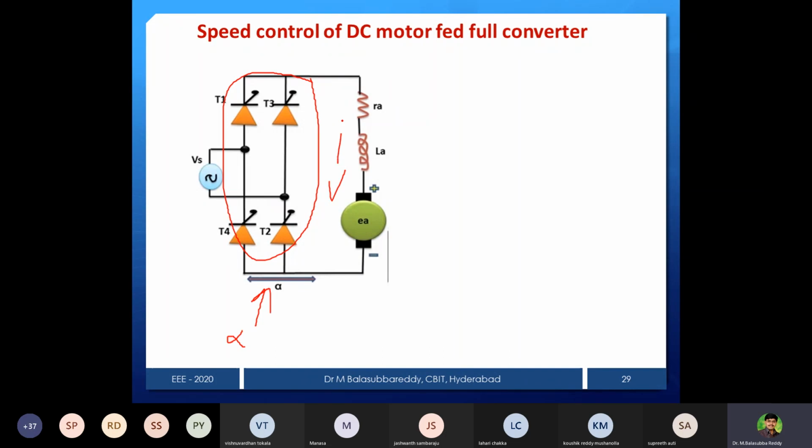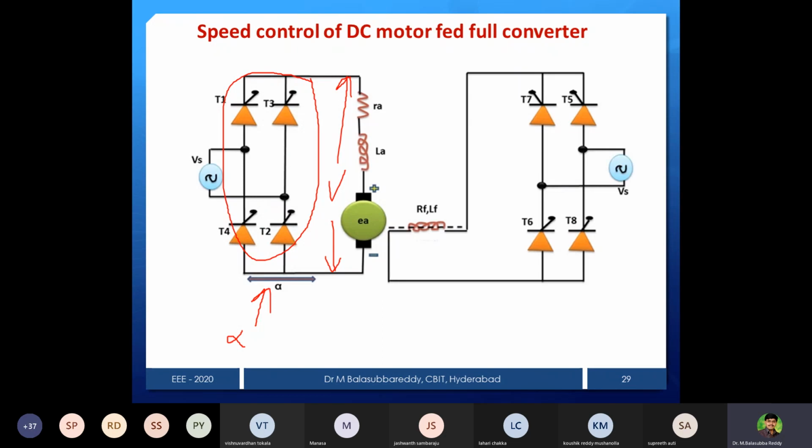Here voltage is going to be controlled. If voltage is controlled, what will happen? Speed is going to be controlled. Without using any rheostats, you simply vary the alpha. It is a small knob. By varying the alpha, you get a variable voltage and variable speed. Voltage is directly proportional to the speed.